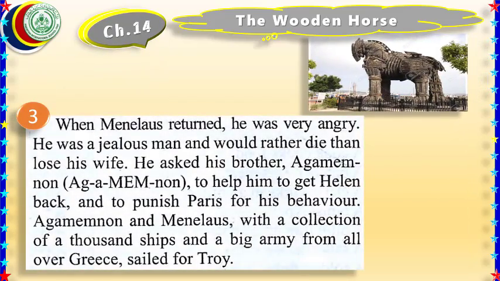This is paragraph 3. When Menelaus returned, he was very angry. He was a jealous man and would rather die than lose his wife. He asked his brother Agamemnon to help him to get Helen back and to punish Paris for his behavior. Agamemnon and Menelaus, with a collection of 1,000 ships and a big army from all over Greece, sailed for Troy.